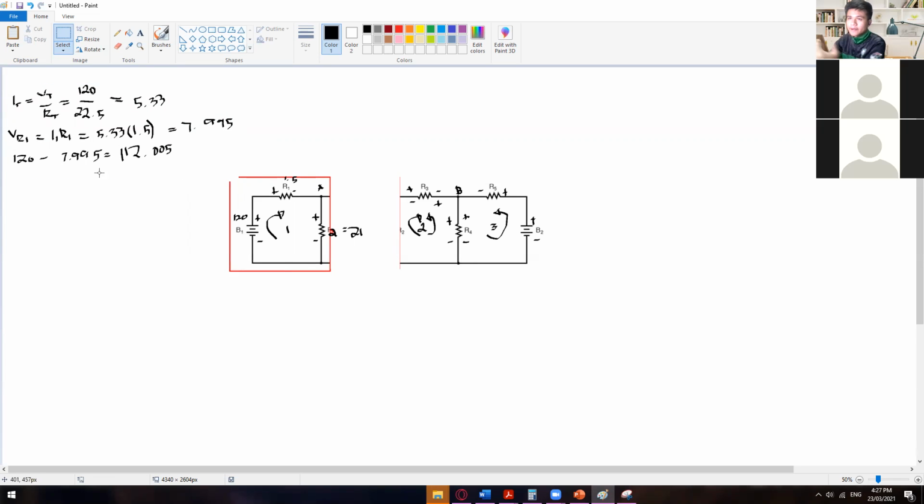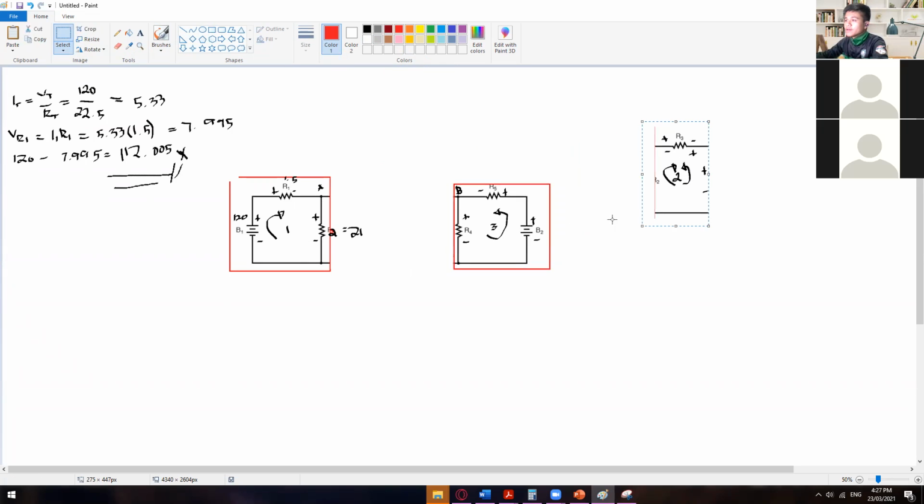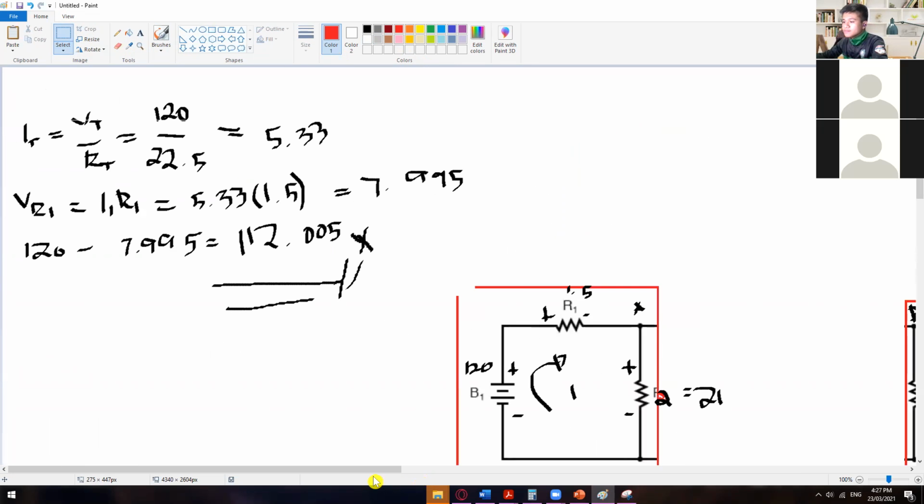All right, so that is for the potential voltage at node A. We have 112.005 volts. Okay, and then for the node B, same process. So all you need to do is just get this part only, and just separate this one for now.